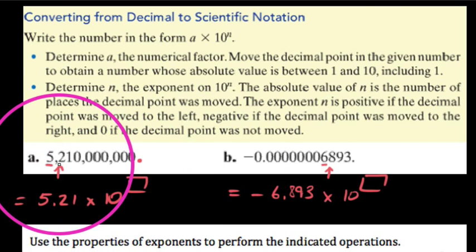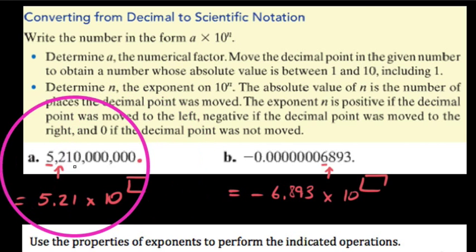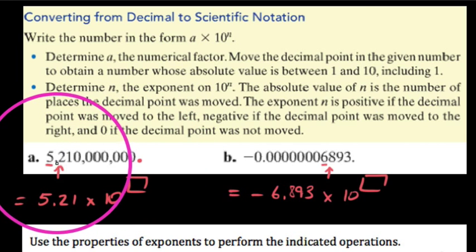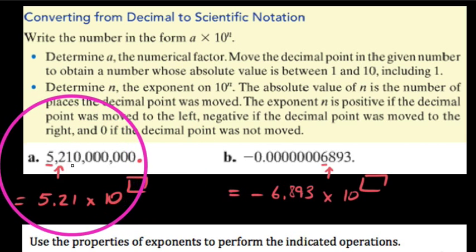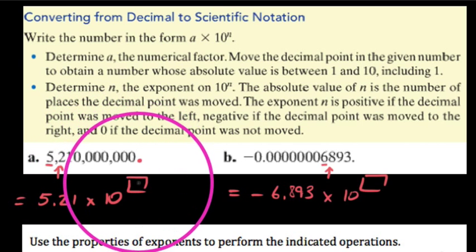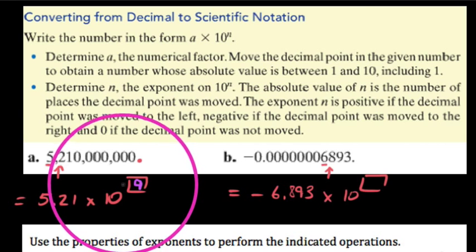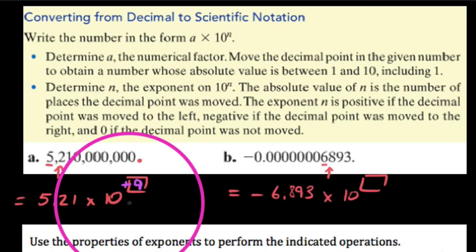We're going to count how many places it moved from where it was to where we moved it, which was between the 5 and the 2 here. In this case, we moved it 1, 2, 3, 4, 5, 6, 7, 8, 9 places. The question really becomes, though, should this be a positive or a negative 9? I'm going to say, well, this is currently a positive 9.